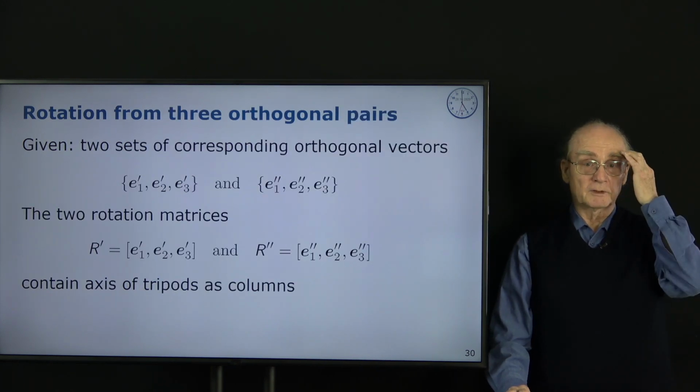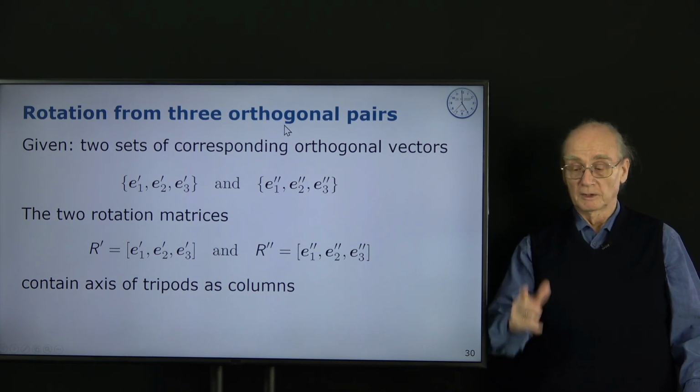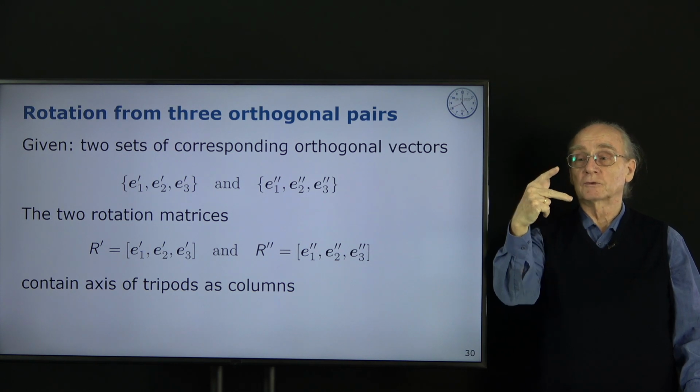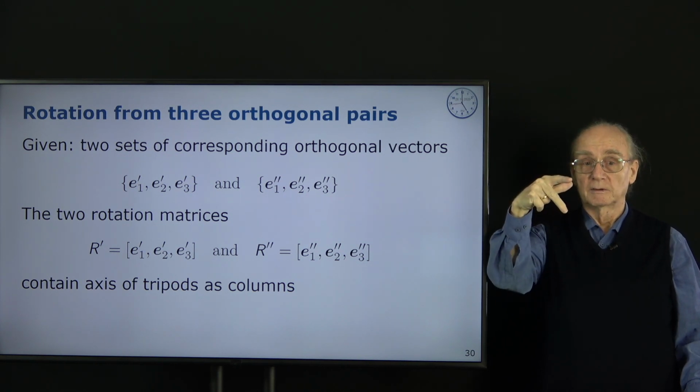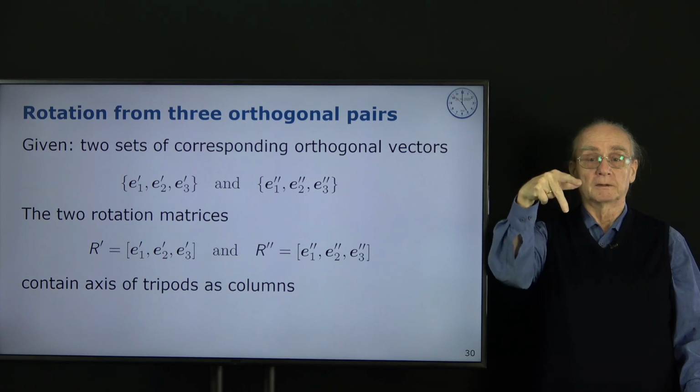So let's start with the case where we have 3 orthogonal pairs. Let's assume we have a tripod here. It rotates, and before we have the 3 vectors E1, E2, E3 in arbitrary direction, prime, and E1, 2, 3 double prime after the rotation.